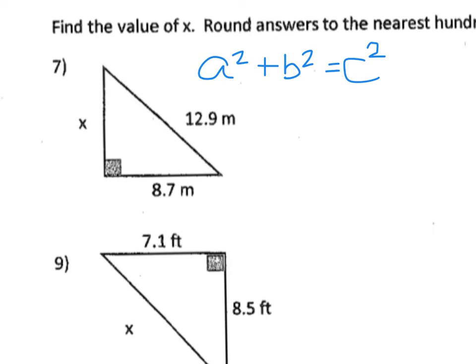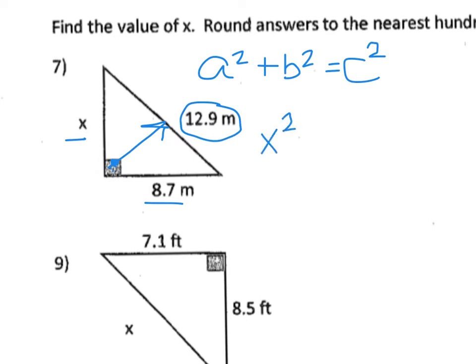Okay, if you're given a right triangle, and you know that this is a right triangle because of this square symbol right here, then you can use the Pythagorean theorem to solve for a missing leg. So first we need to recognize that this is a leg, and this is a leg, and this is the hypotenuse because it is directly across from the right angle. So we're just going to plug those into our Pythagorean theorem formula.